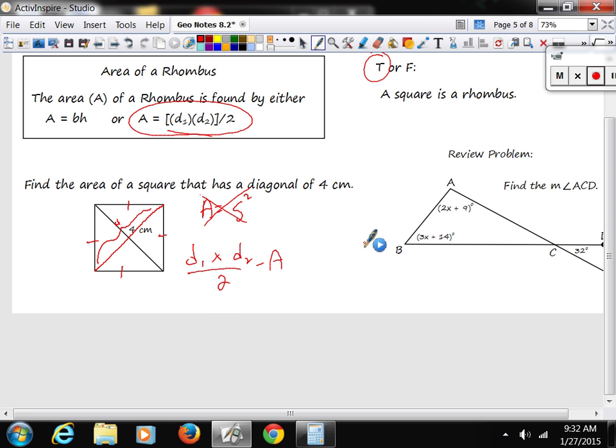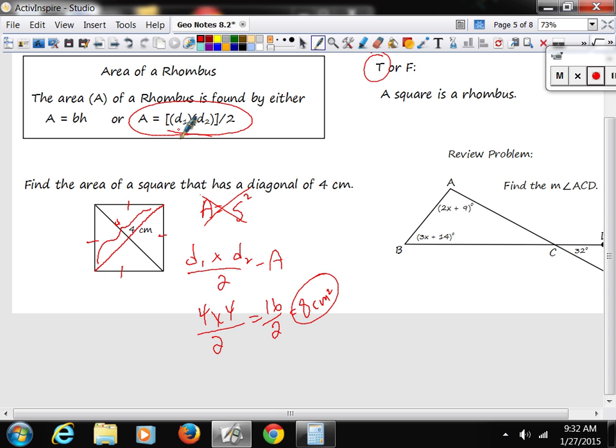So I'm going to do 4 times 4 and divided by 2. And what's 4 times 4? 16 divided by 2 is 8. 8 square centimeters would be the area. So if you know a diagonal in a square, just do diagonal times diagonal divided by 2. That's why the rhombus formulas are kind of nice. You've got 2 options in a rhombus. 2 options that you could use.